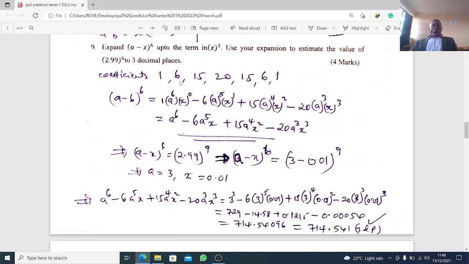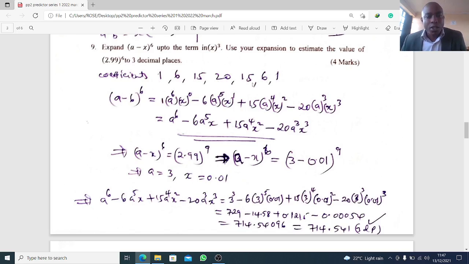You open your table and get the coefficients with power of 6. You get this 1, 6, 15, 20, 15, 6, and 1. Or use your calculator. You start with the 6, you press 6, then you press where it is written nCr, that is in your calculator, then you press 0, it will give you 1, you press again 6, you press nCr, you press 1, it gives you 6, you continue up to 6. Then you will also find these coefficients.